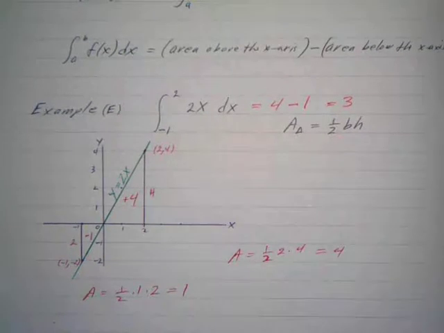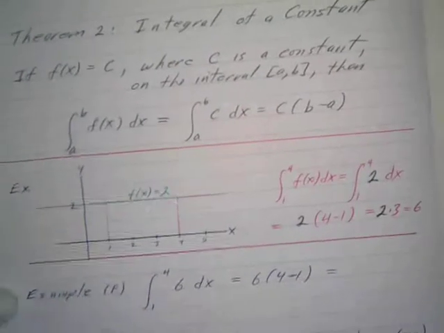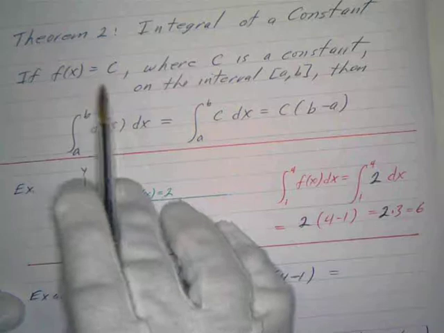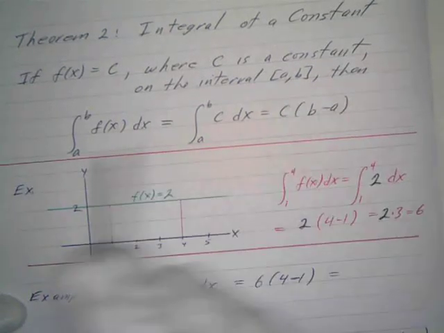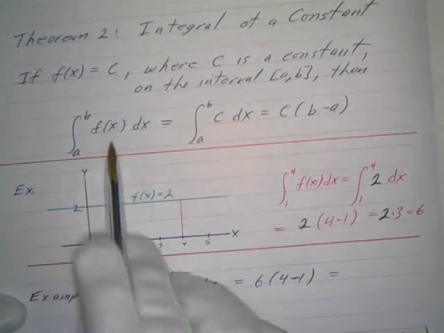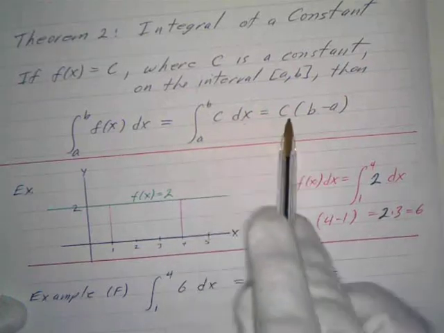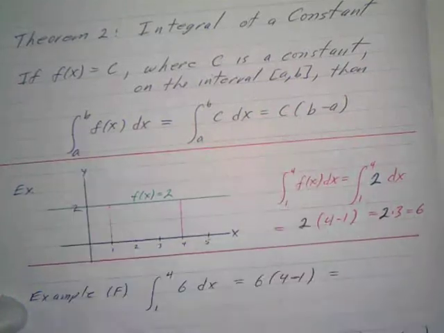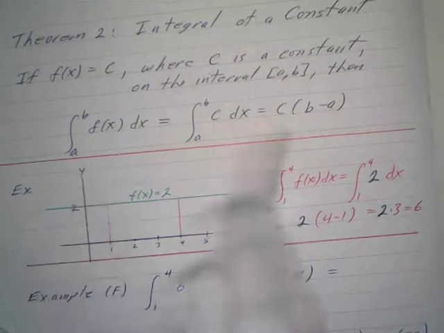Okay? And then we had another concept here that we need to cover, and that's the integral of a constant. If f of x equals c, where c is a constant, on the interval from a to b, then the integral from a to b of f of x is just the integral from a to b of c dx, which is just c times the difference between the upper limit and the lower limit, or the upper limit minus the lower limit.